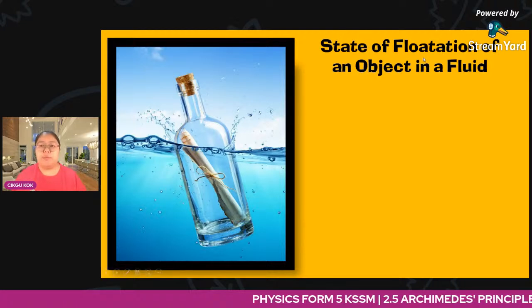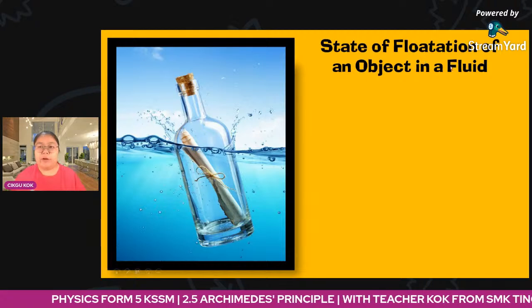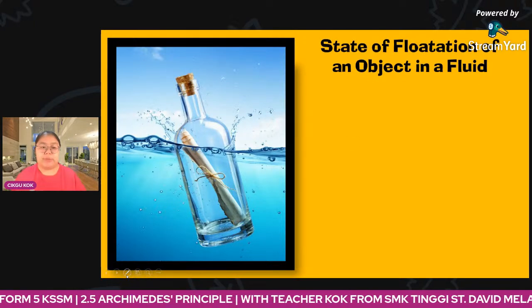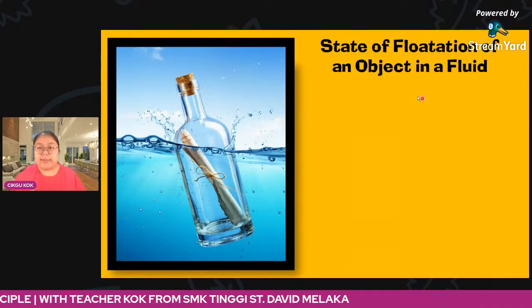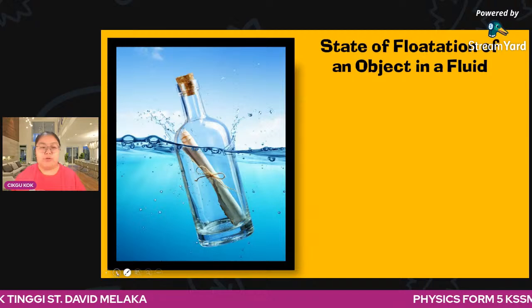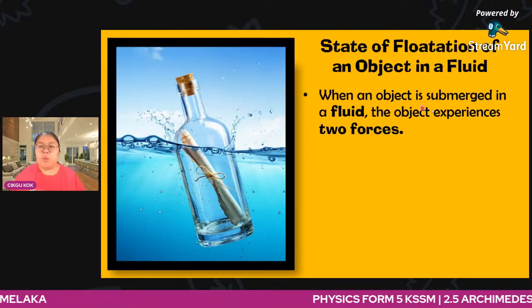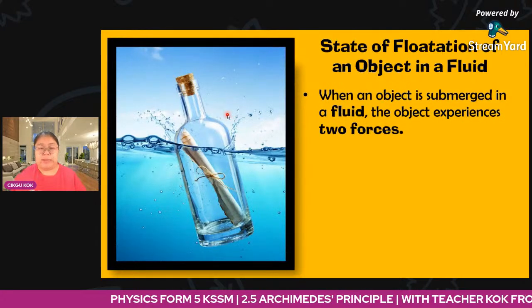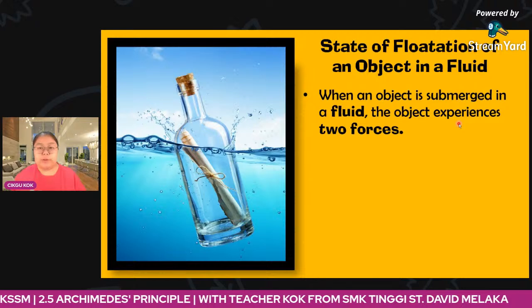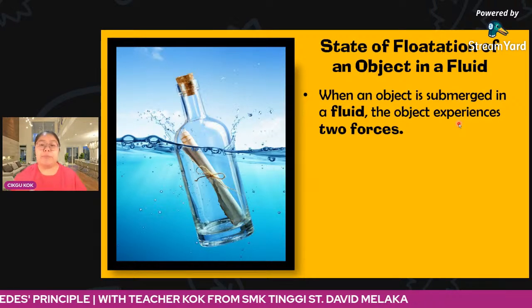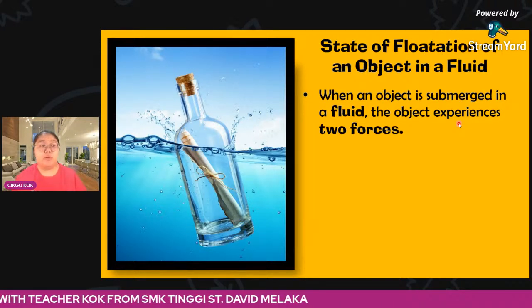Now we need to state the flotation of an object in a fluid. Before that, I already explained fluid: a fluid is either a liquid or a gas, and both can be related to Archimedes' principle. Now we go through the explanation again. When the object is submerged in the fluid, whether in water or in air, the object experiences two forces.